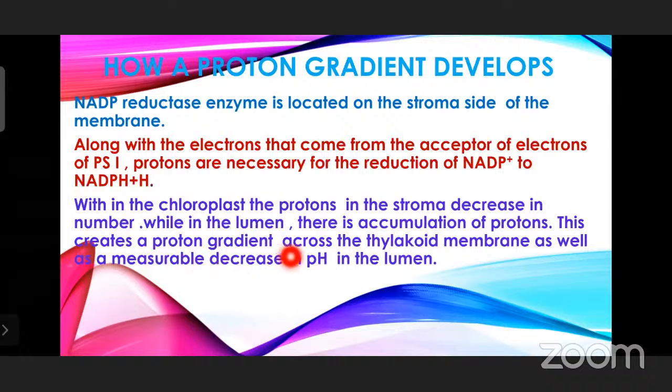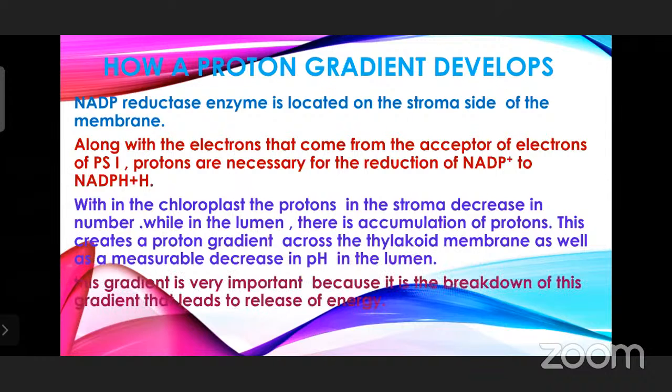So the proton gradient formation is the most important thing taking place. And what increases the proton gradient is the proton pump. Proton pump is nothing but the protons getting pumped from the stroma into the lumen. As well, there is a measurable decrease in pH in the lumen. So this gradient is very important because it is the breakdown of this gradient that leads to release of energy.